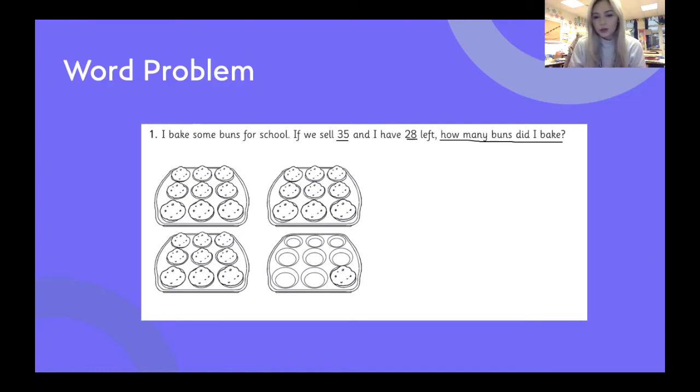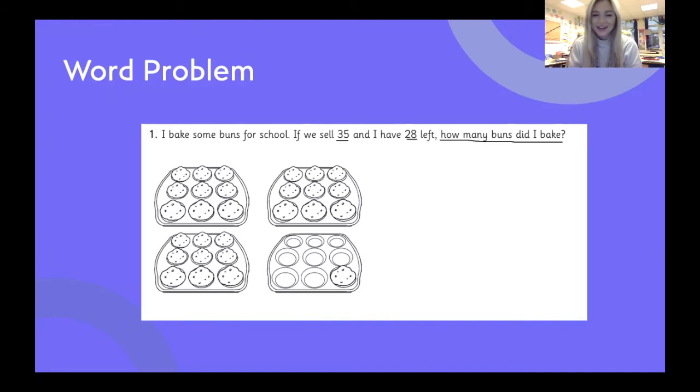What you're going to do, you're going to have a go at solving this problem using the column method. So you're going to do the column method for addition, and you're going to add 35 and 28 together. Pause the video here so that you can have a go, and we will go through the answer together once you're done.